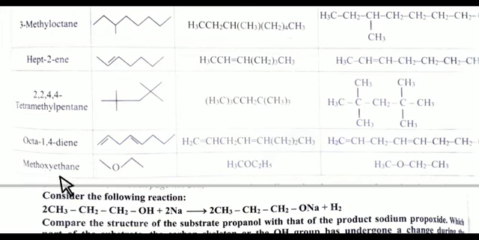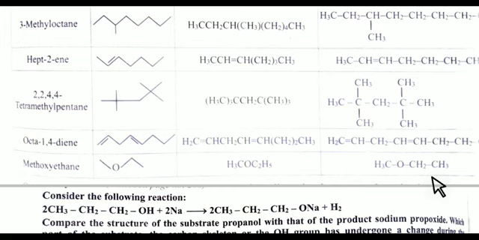Now the next is methoxyethane. The ether formula is CH3OC2H5. See here, CH3O and CH2CH3. CH2CH3 means C2H5. I am repeating, CH3O, CH2CH3. So how can we write it? CH3O, C2H5 or CH2CH3 we can write it. Similarly here, CH3O, CH2CH3. So this is the question for the bond line formula and condensed formula for the compounds.